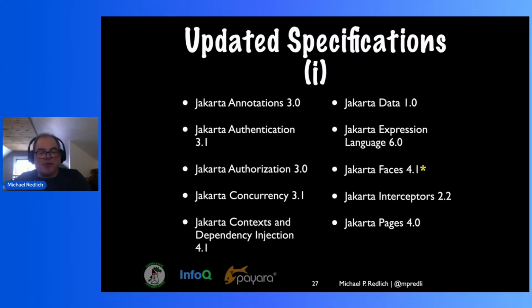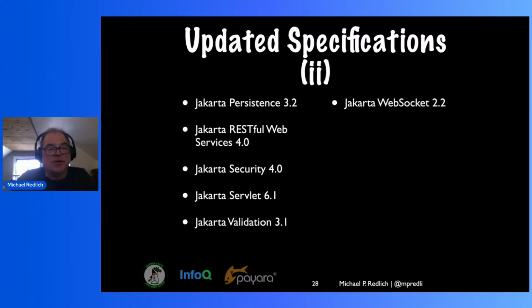So this is the first set of specs with their new version number, right? Jakarta Faces, the asterisk there means that they intended on releasing a 5.0 with breaking changes, but the spec leads felt as if they couldn't get that done in time. So they went from a 4.0 to a 4.1. And then here's the rest of the specifications that are being updated.